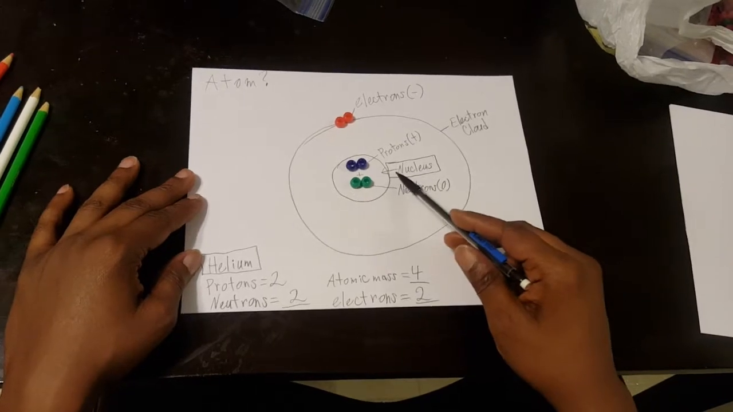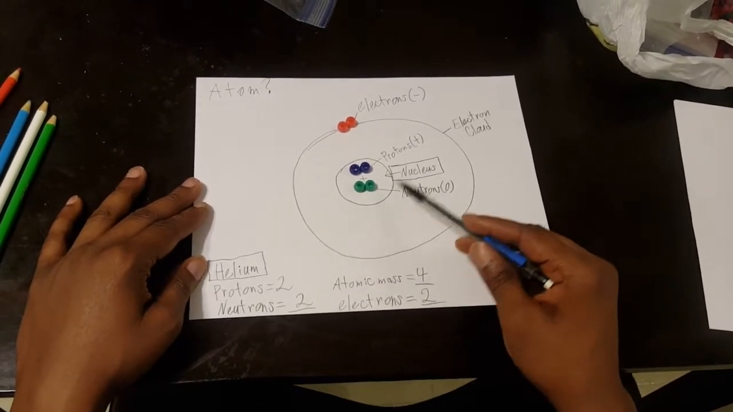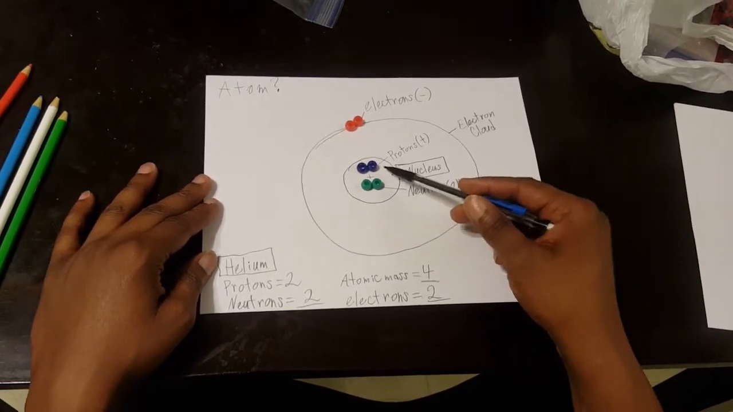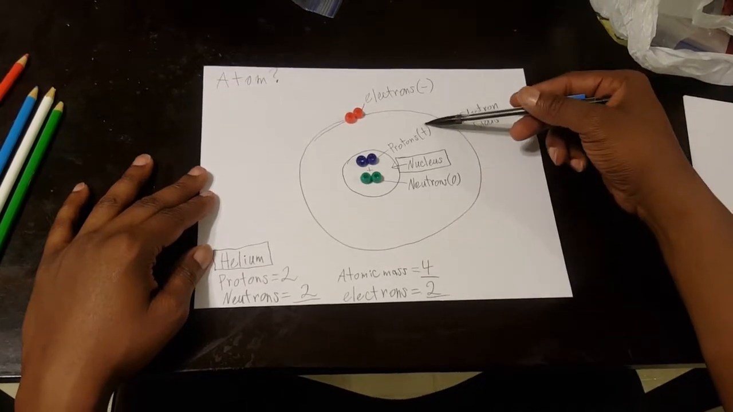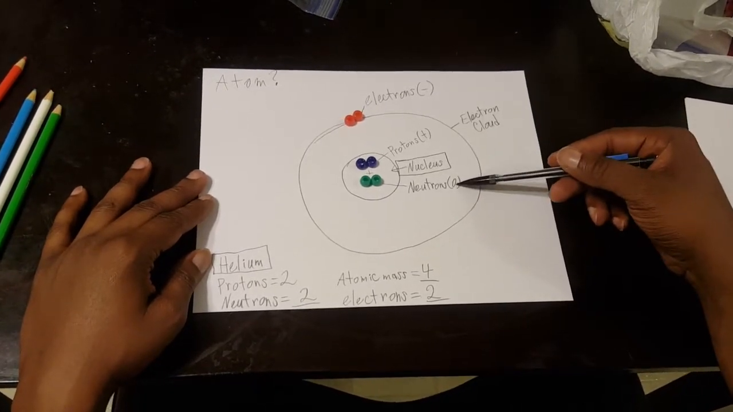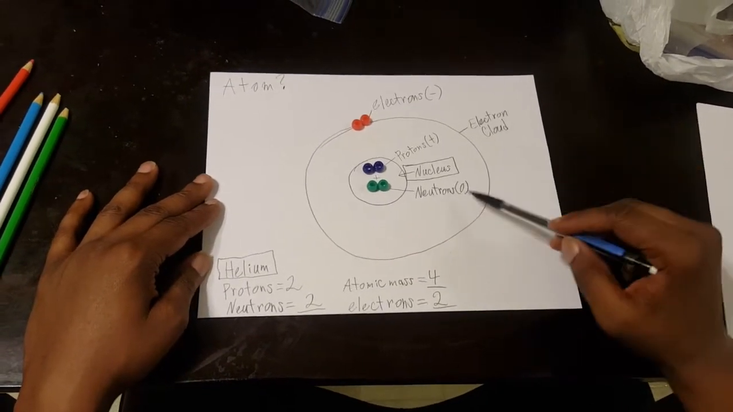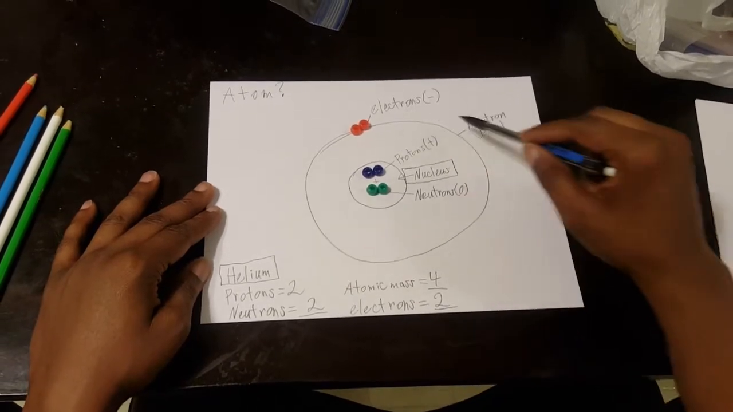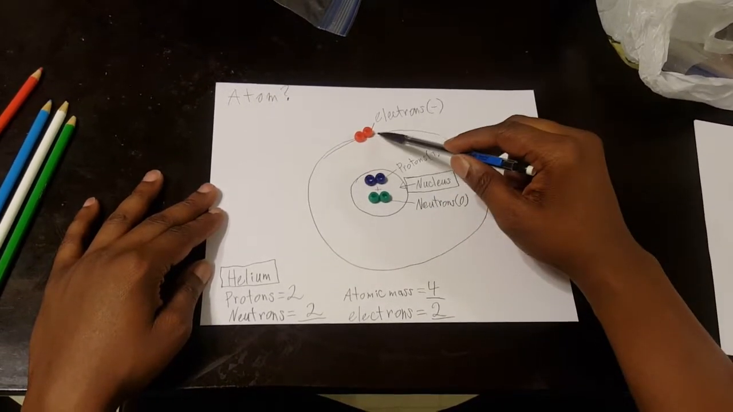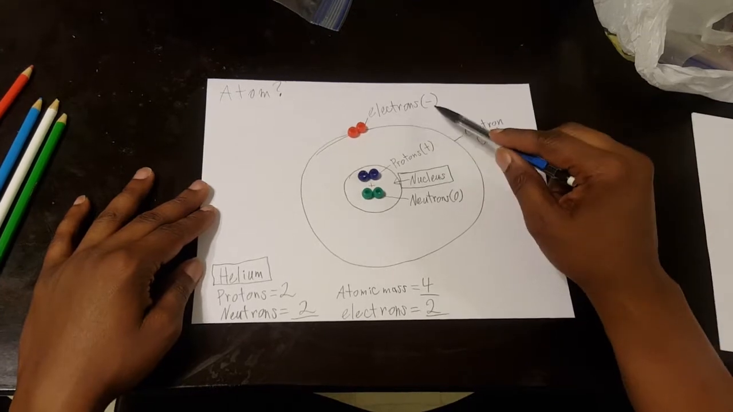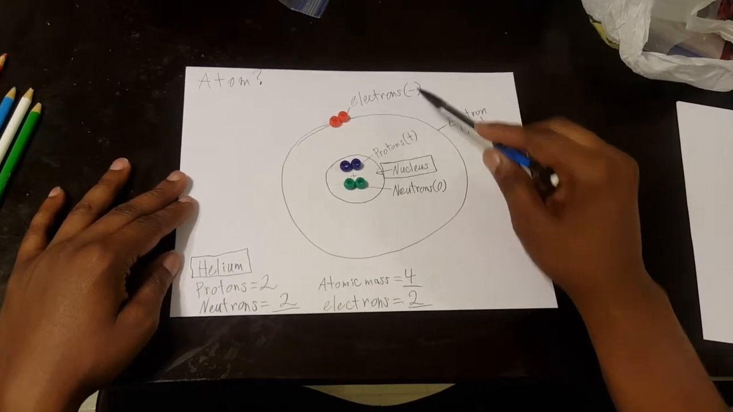So let's do a recap. We have the nucleus of our atom, which is the center of the atom, and it contains your protons and your neutrons. The protons are positive, your neutrons are neutral, that's why we have a 0 right there. And then outside of the nucleus, you have your electrons that are in the electron cloud. Now your electrons have a negative charge.